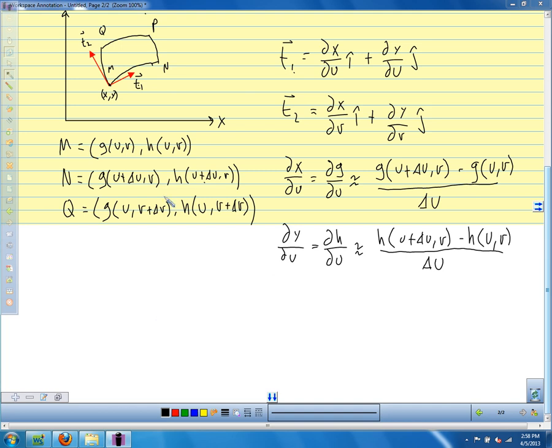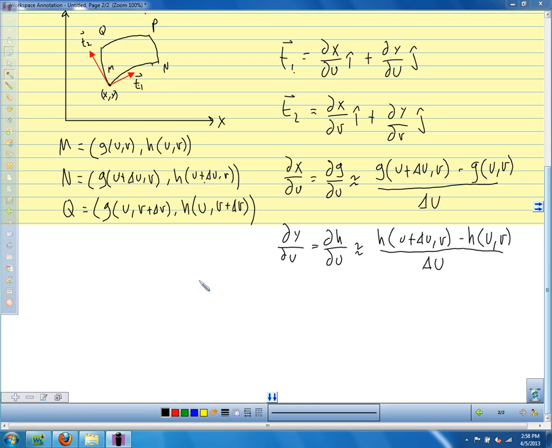All right. Now, if we look at the coordinates on the edges of our approximate parallelogram, we're just looking at the change in the coordinates here from m to q and from m to n. I'm going to look just at t1. The argument for the second tangent vector t2 is similar. So for t1, we're going to look at the change from m to n, and we would look at the change from m to q for t2.